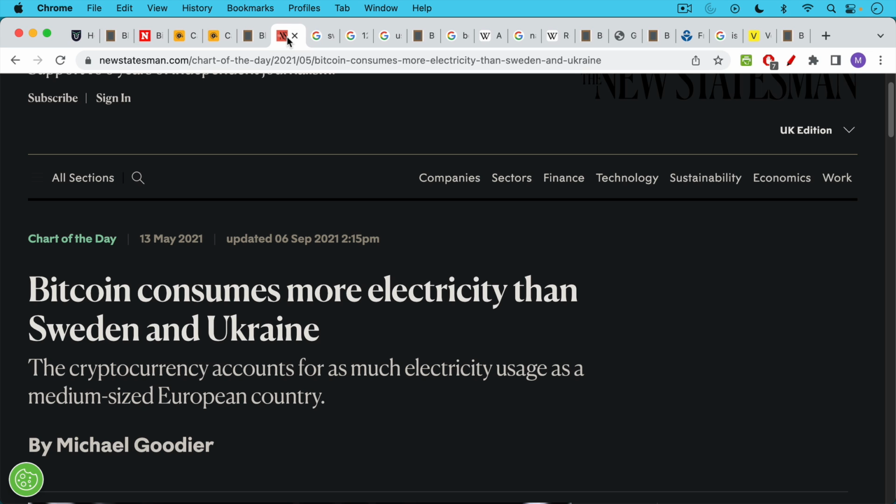So we always see these articles about how Bitcoin consumes more electricity than Sweden, consumes more electricity than Ukraine. We never see these articles about how wars in Ukraine and proxy wars between superpowers, how much electricity or energy or human destruction that consumes.